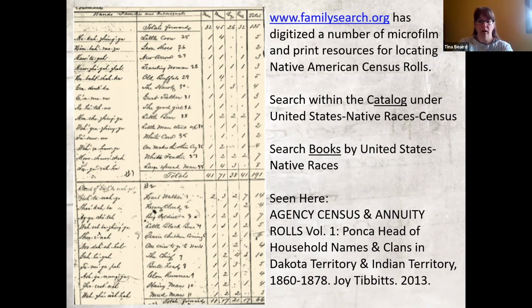Here's an example of one. This one has the Good Girl on it. That was her Anglicized Native American name, and that's how she is indexed in the census, as the Good Girl.